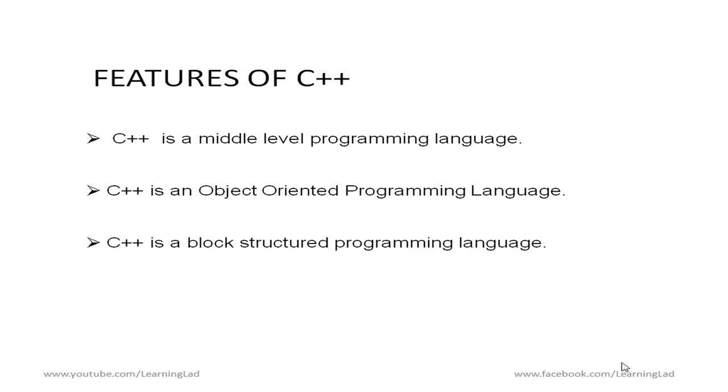And the next one is C++ is a block structured programming language. As I told you before, C is a structured programming language, which means that we can organize our code by using functions. But in C, we can't create a function inside a function. But in C++, we can do that, and that's why C++ is a block structured programming language.